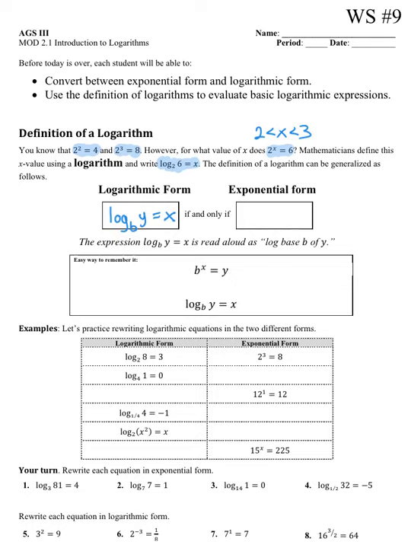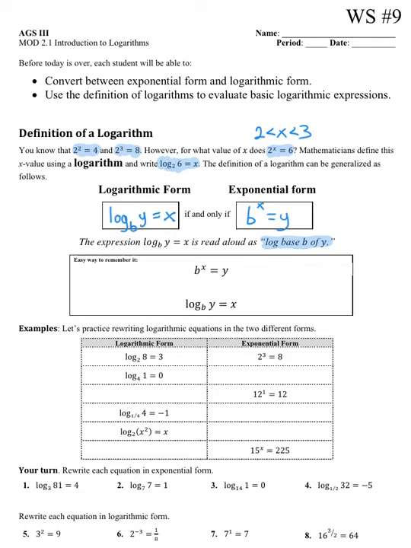The expression right below that, log base b of y, is read aloud as log base b of y. So whenever you're reading it out loud, you would say the word base: log base b of y. And this is logarithmic form if and only if our exponential form looks like this: b to the x equals y. Okay, so we always want to write it down as b to the x equals y, and then we can convert it to logarithmic form. Okay, easy way to remember it.